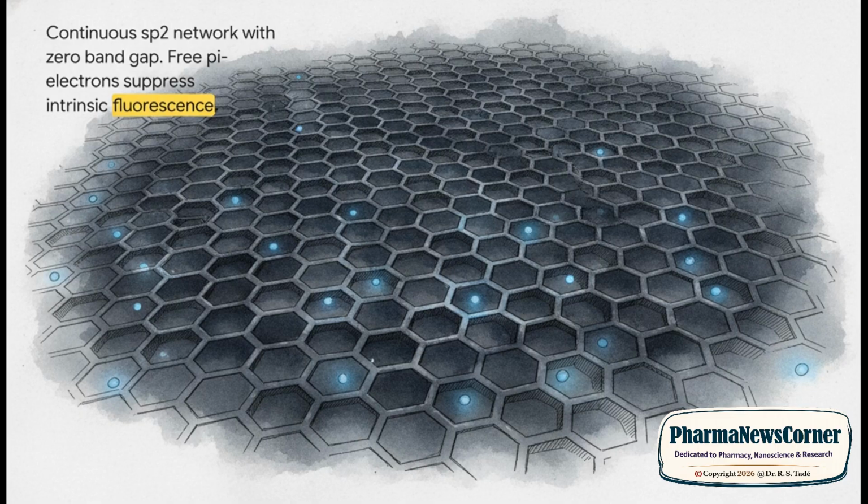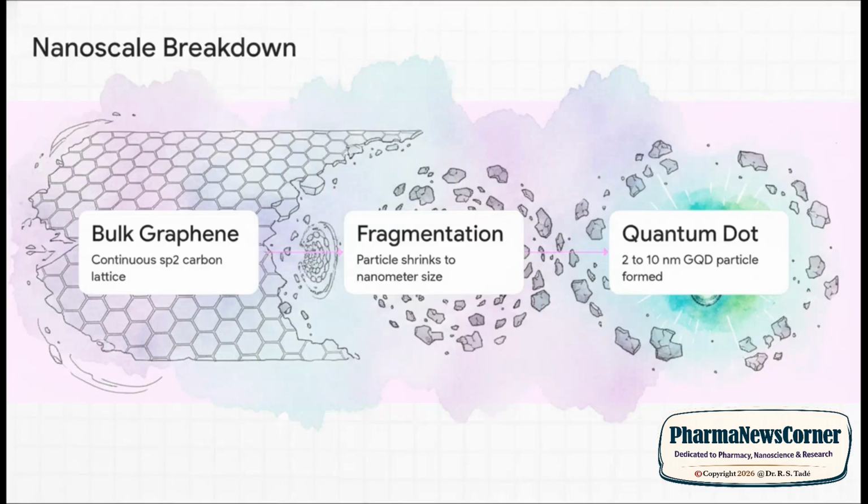But because those electrons roam entirely free, it completely suppresses what we call radiative recombination. Basically, perfectly intact bulk graphene is fundamentally dark. It gives off absolutely no intrinsic fluorescence whatsoever. So how do we even begin to change its identity?